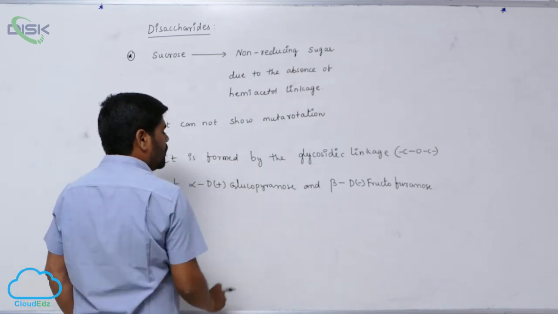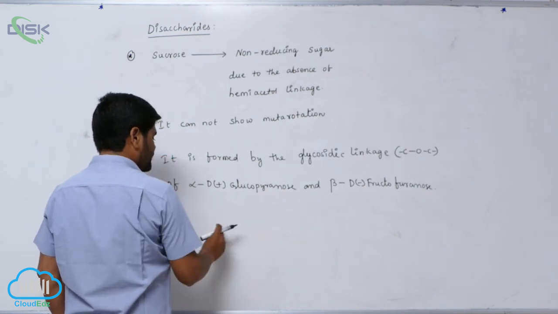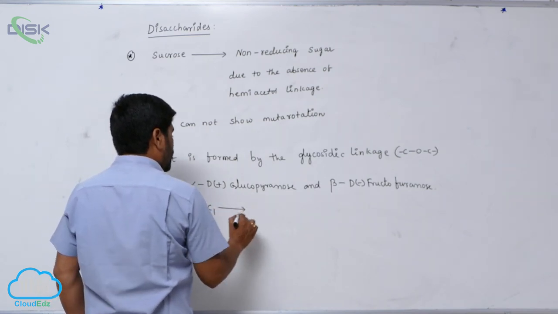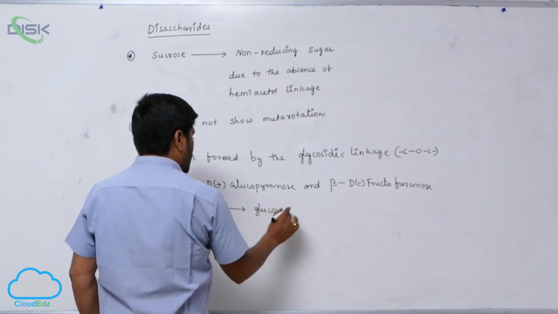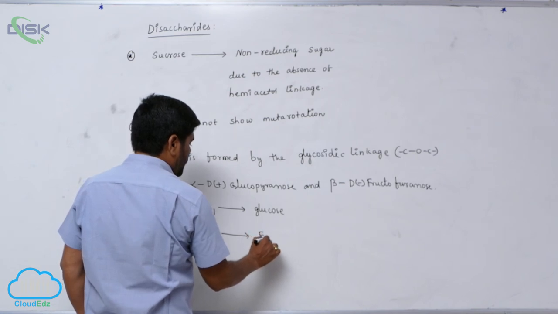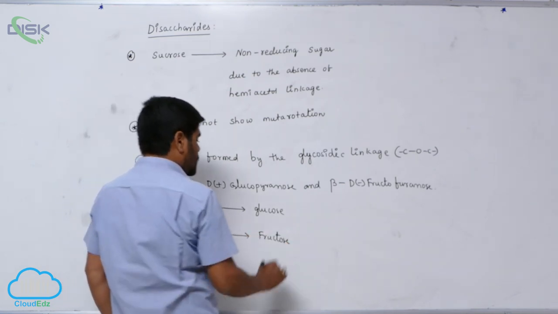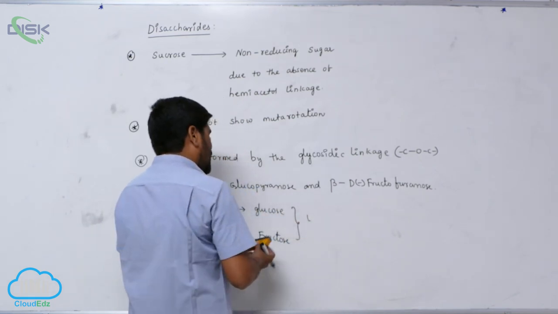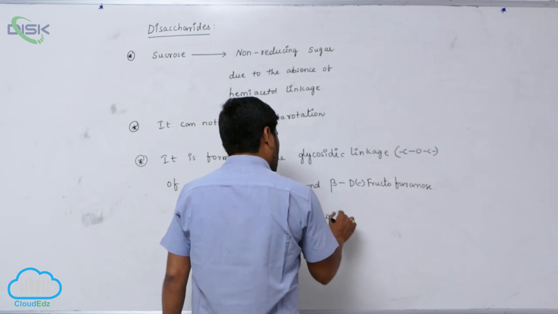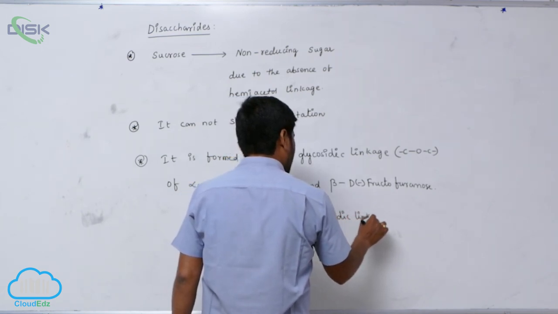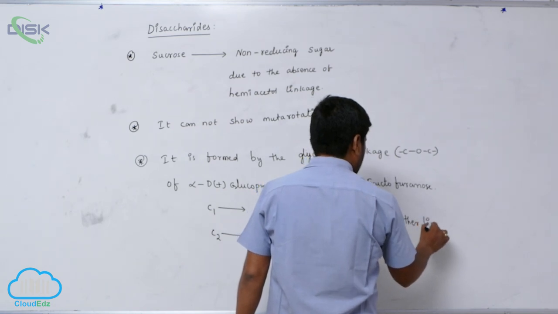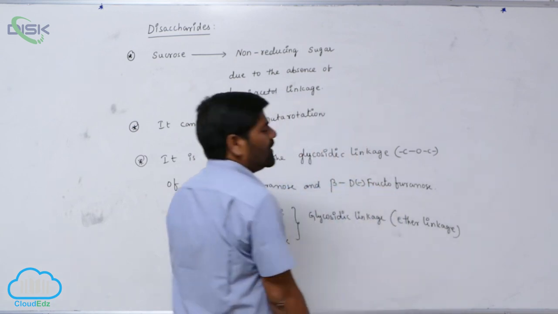First one is alpha-D-plus-glucopyranose, this is the C1 carbon of glucose, and C2 carbon of fructose, these are involved in glycosidic linkage. It is an ether linkage or cyclic ether linkage.